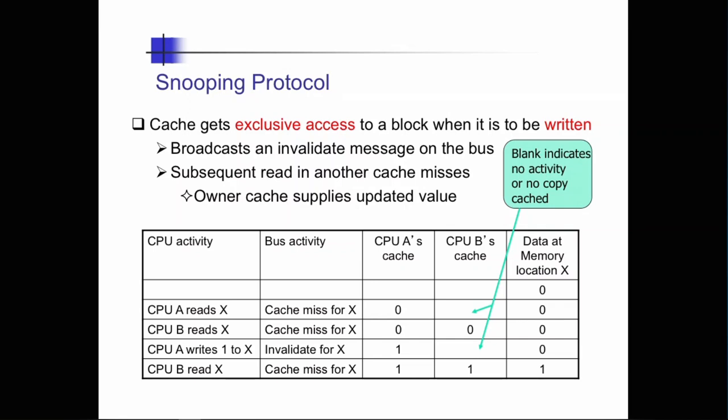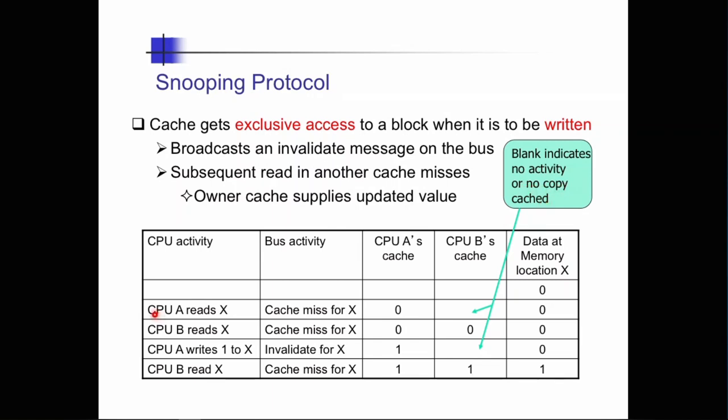So let's take a look at a scenario here. In the leftmost column, we have the CPU activity, and in the next column we are monitoring the bus activity, the contents of CPU A's cache. So we have two CPUs here, processor A and processor B, and the contents of their caches are listed in the next two columns. And in the last column, we have the data at memory location X. There are two blanks over here. Those blanks are just indicating either no activity or no copy has been cached.